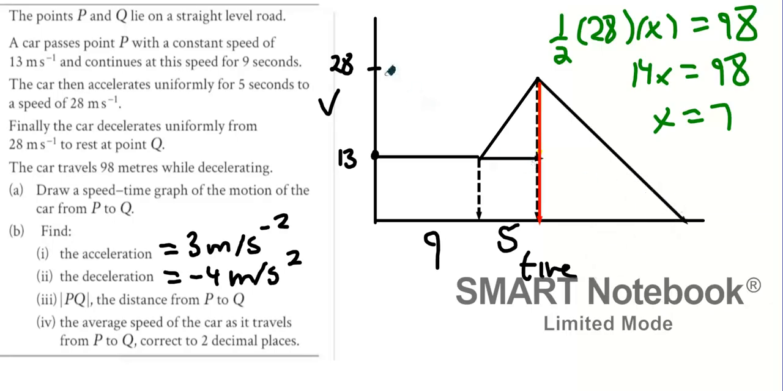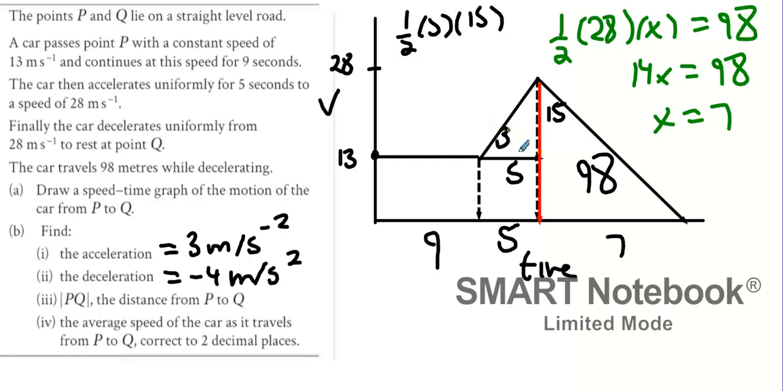You know the area of the last one, don't we? 98. That's a distance of 98, from earlier. Now we know that's 15, and that's 5. What's the area of that triangle? A half of 5 multiplied by 15, which is 37.5. Half of 75, because 5 times 15 is 75.